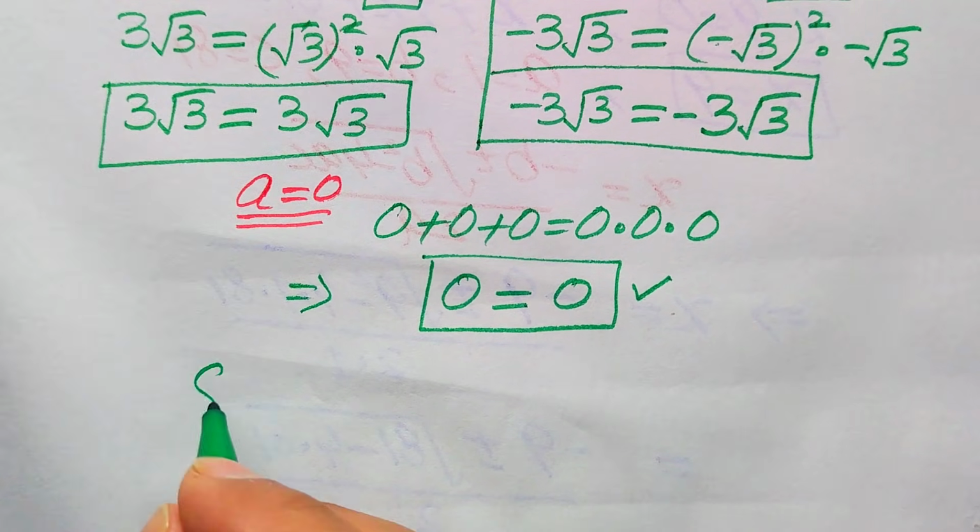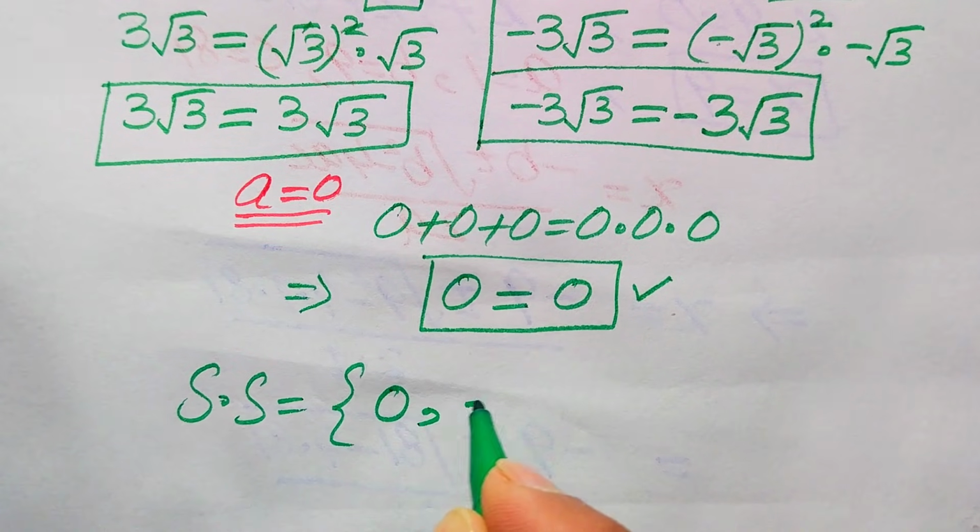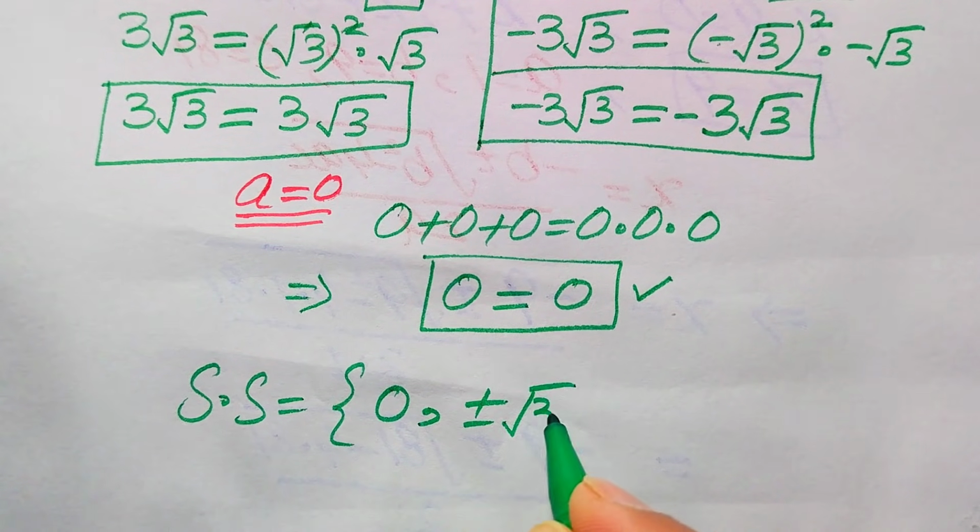And finally we have the solution set of this question: 0 and plus minus square root of 3.